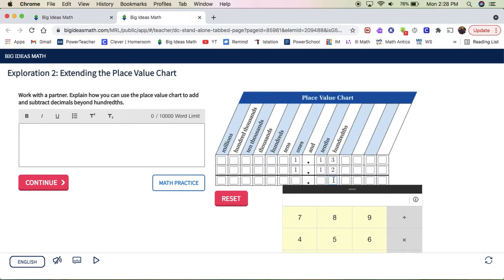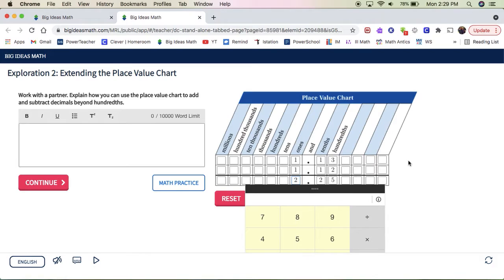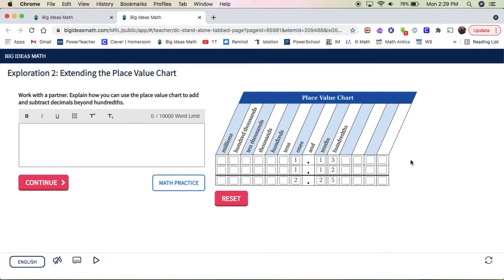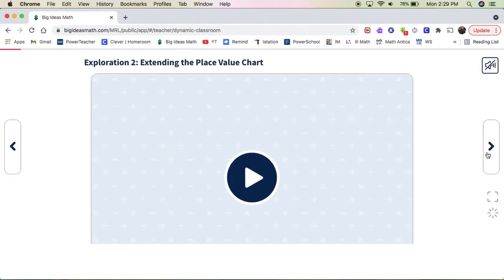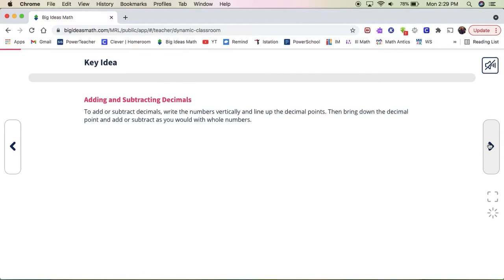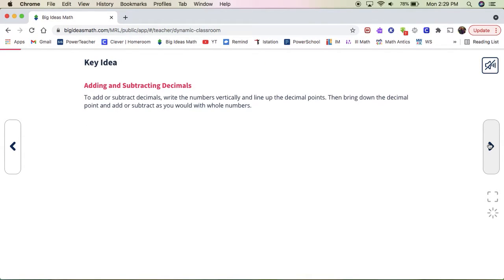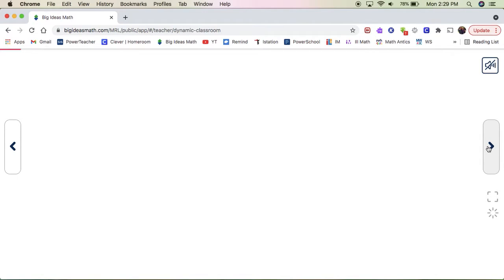You add just like you normally do. You can see what I'm talking about. So here you're adding your hundredths, your tenths, and your ones. All right, so to add or subtract decimals, you write the numbers vertically and line up the decimal points, and you bring down the decimal point first. Go ahead and bring it on down, and then you add or subtract as you would with whole numbers, just like you're used to doing.